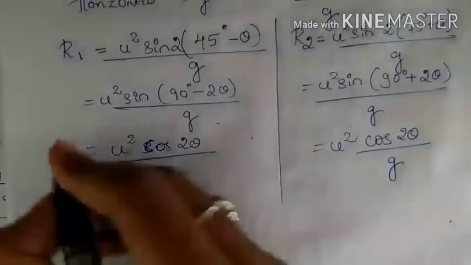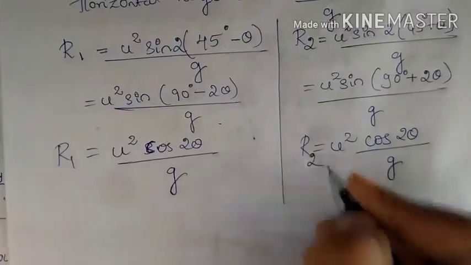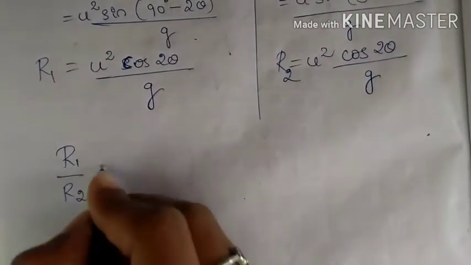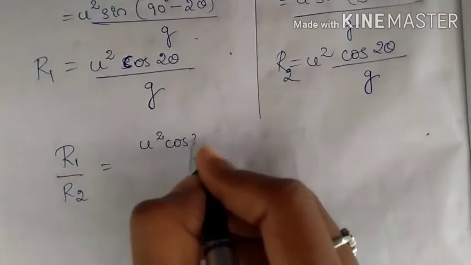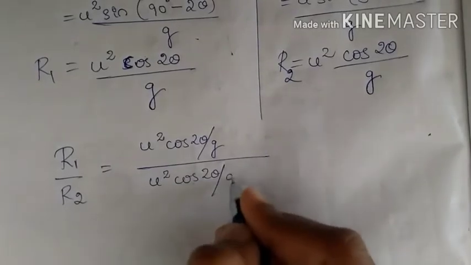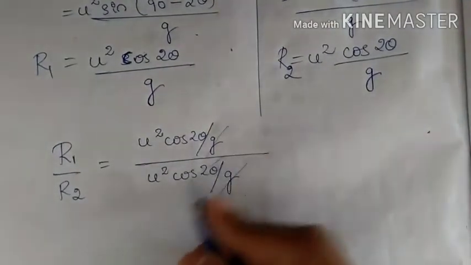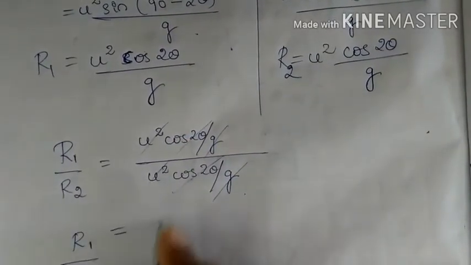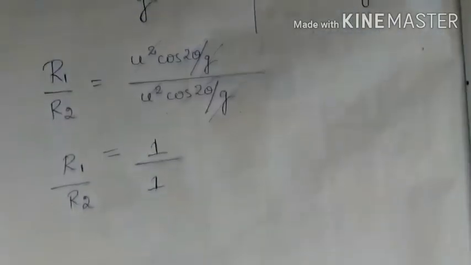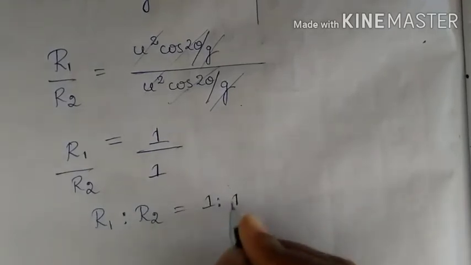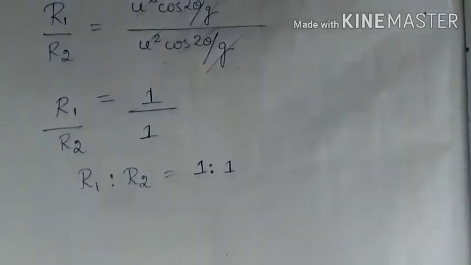So we now know R1 and R2. What do they ask? They ask for the ratio, R1 by R2. So substitute R1 by R2. R1 is u square cos 2 theta divided by g. R2 is u square cos 2 theta divided by g. So these two terms get cancelled. What remains is R1 by R2 is 1 by 1. So that means R1 is to R2 is equal to 1 is to 1. So this is the answer.